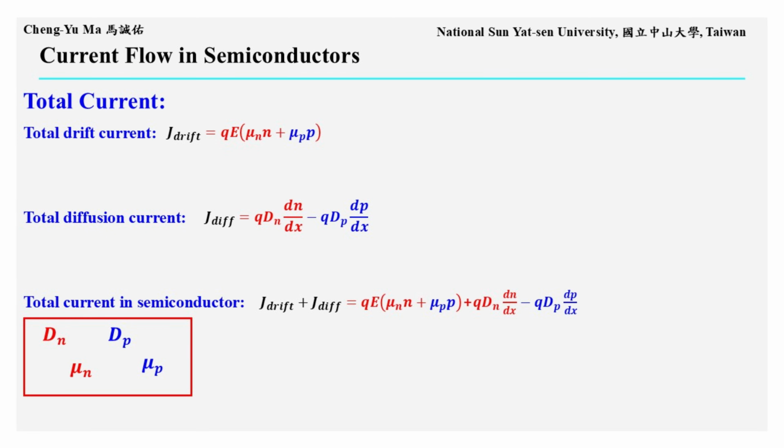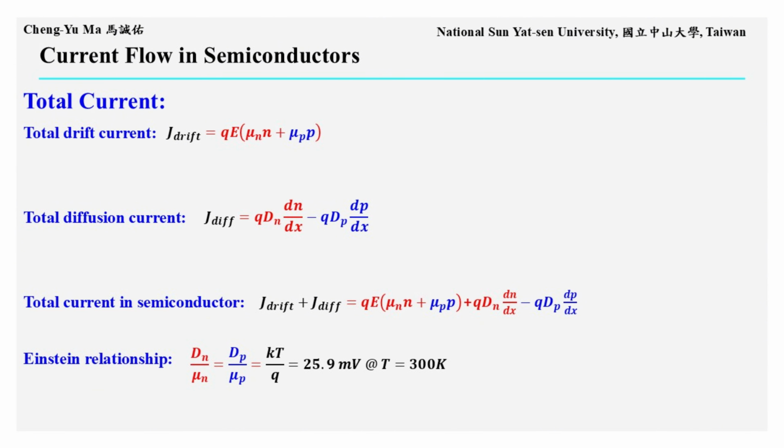These two parameters are actually related to each other, and this relationship is called the Einstein relationship. The Einstein relationship states that the electron diffusion coefficient divided by the electron mobility is a constant, kT over Q. kT over Q is also called the thermal voltage. At T equals 300 Kelvin, kT over Q equals 25.9 millivolts. This value is positively related to temperature. Similarly, the hole diffusion coefficient divided by the hole mobility is also the constant kT over Q.